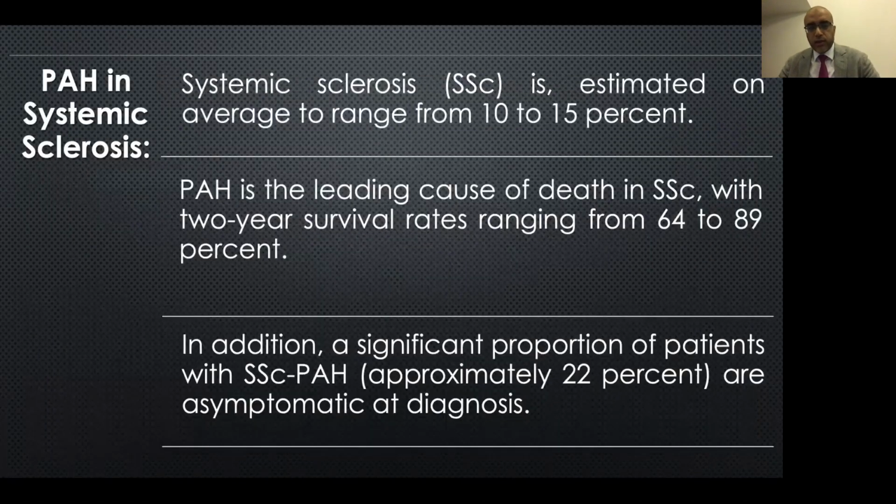Starting with systemic sclerosis, which is the commonest connective tissue disease with high prevalence of pulmonary artery hypertension, presenting as almost 10 to 15% prevalence. And pulmonary artery hypertension is defined as a leading cause of death in such a group of patients, with 2-year survival rates ranging from 64 to 89%. In addition, a significant proportion of these patients, almost 22% of them, are silent at diagnosis. Most of them are asymptomatic, no dyspnea, no finding at the onset of diagnosis, which makes it very tricky to have the actual prevalence of this disease among patients with systemic sclerosis.